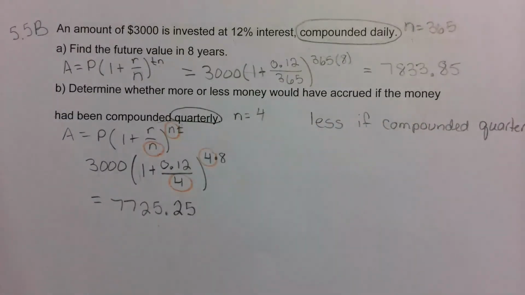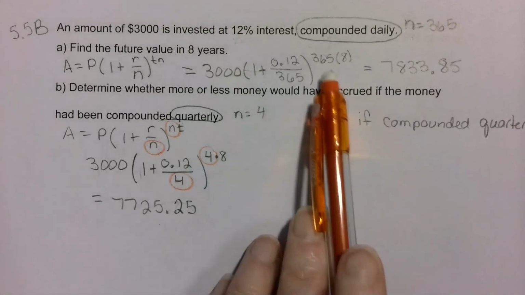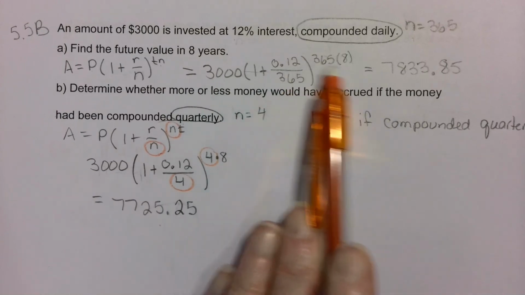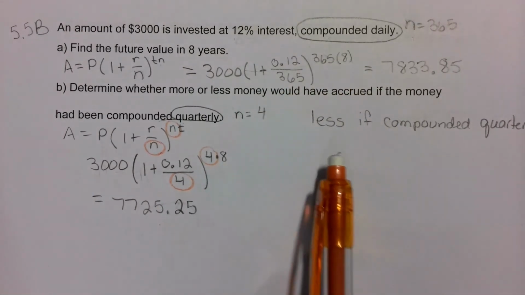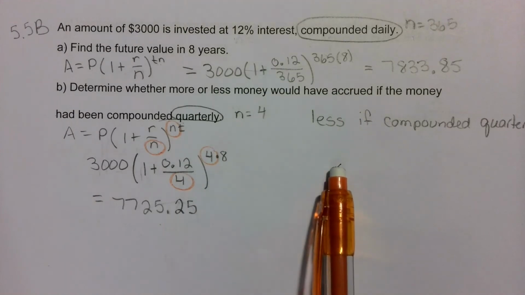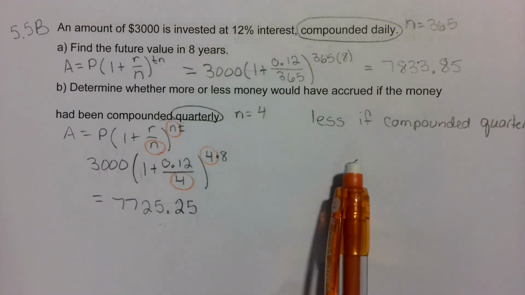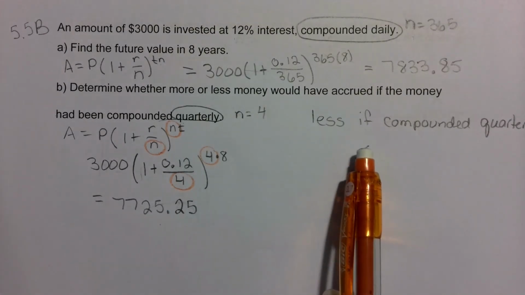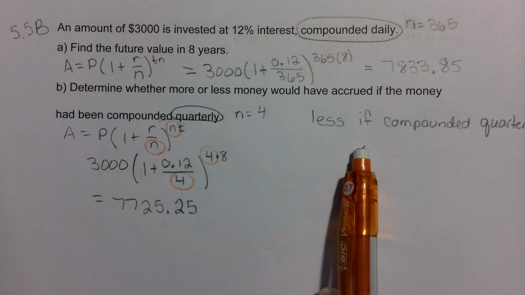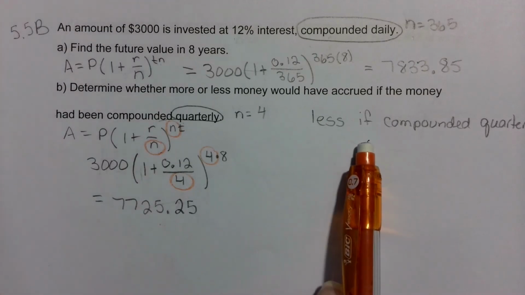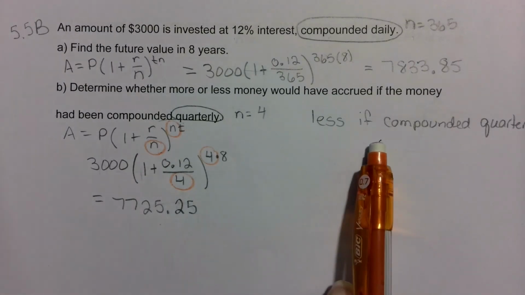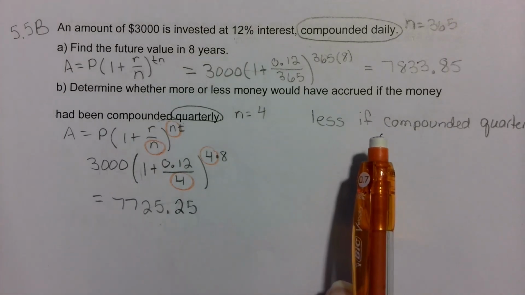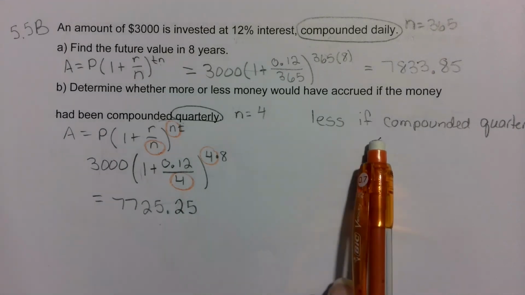Well, that is less than if it had been compounded daily. So we'll earn less money here than we would here. And if you think about that, the more often it's compounded, the more interest you're going to grow. The more interest would be earned, the more often it's compounded. When it's compounded less frequently, you'll end up with a little less money. If it's compounded more frequently, you'll end up with a little bit more money.